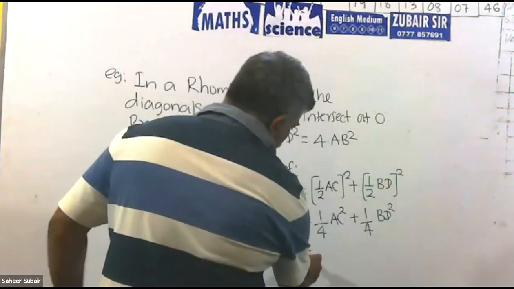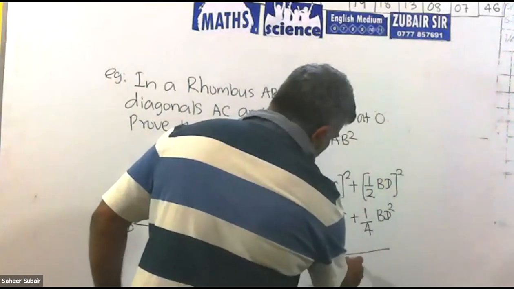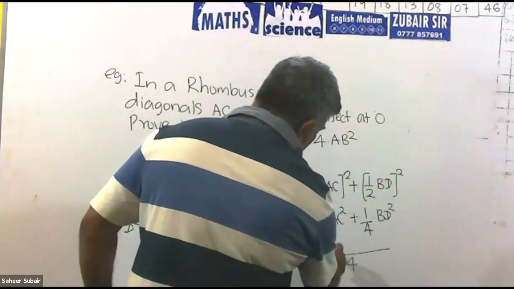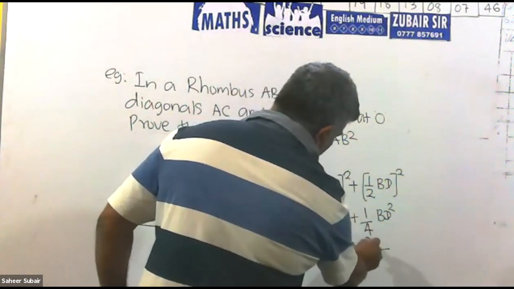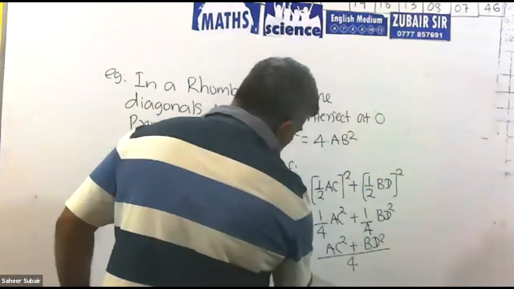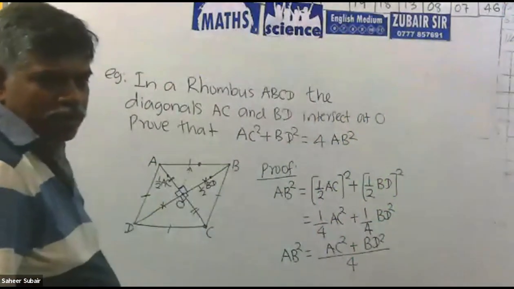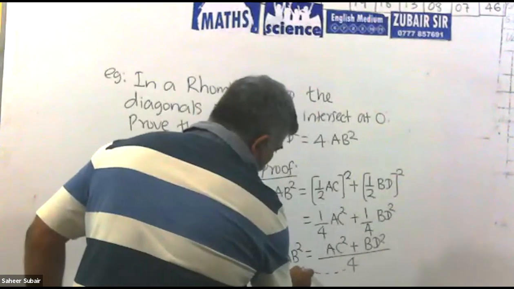Then see, here 4, here 4. So we can take 4 as the LCM. If you take 4 as the LCM, upper part 1 into AC squared, here 1 into BD squared. Then here AB squared. Right?